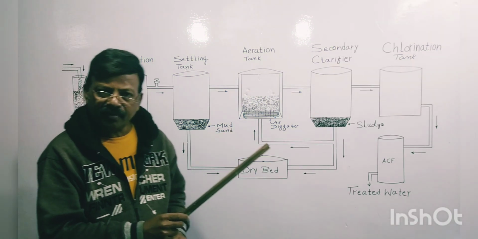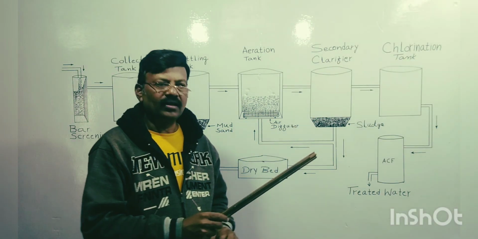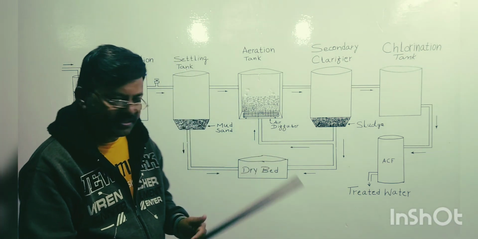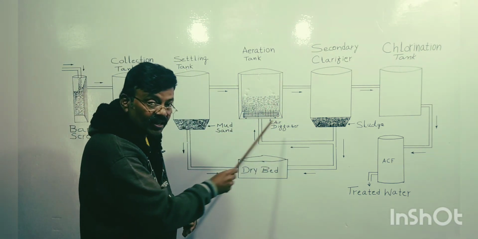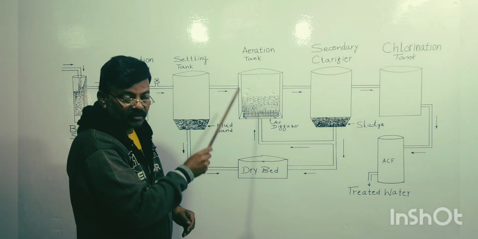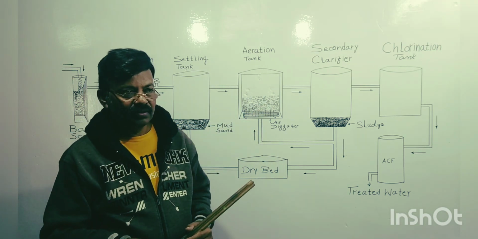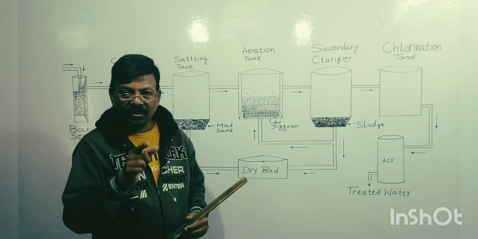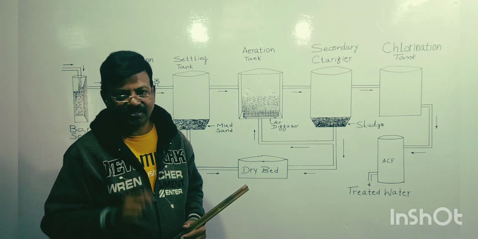An important biochemical action that takes place in order to remove BOD from the raw sewage happens here in the aeration tank. But remember, the key factor of that biochemical action is MLSS.